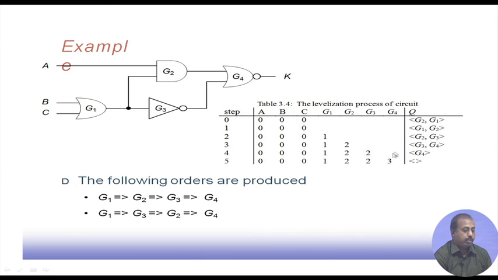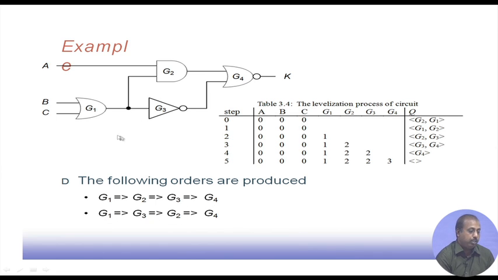The algorithm that we have noted there, if you follow it thoroughly, you will find that at step number 5, all the gates will get leveled, and we will have the levels like 1, 2, 2, and 3. So, for the orders that are produced, one possibility is G1, G2, G3, G4. Since G2 and G3 both have level 2, they can be done in any order. It may be G1, G2, G3, G4 or G1, G3, G2, G4, that does not matter.